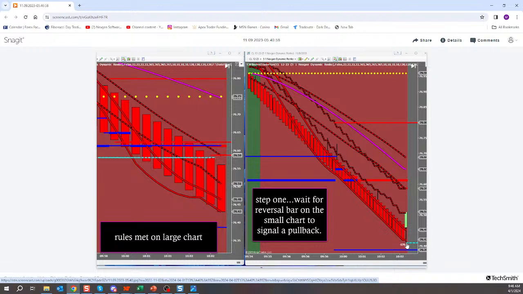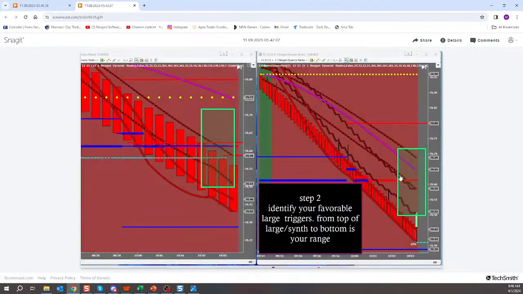We do not enter on the reversal bar. Well, you can if you want, but it's silly. You're probably going to get run over. The reversal bar signals the beginning of the pullback. That's it. It says, hey, the small crowd's fighting. Let's see what they pull off. I know that price is likely to come back to my trigger lines, so I'm going to draw a box around my trigger lines. This is the correction point. This is the lowest point and the highest point where I expect price to correct. But that's not my entry either.